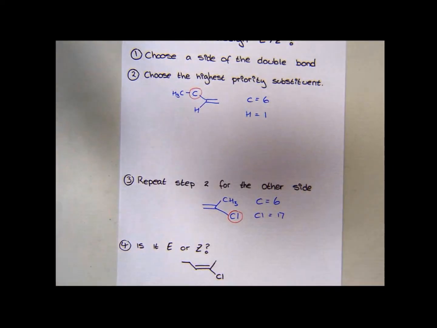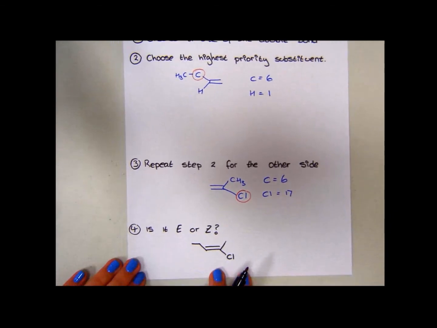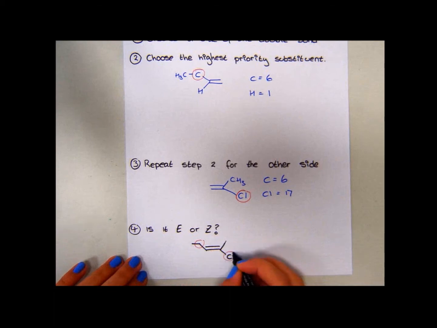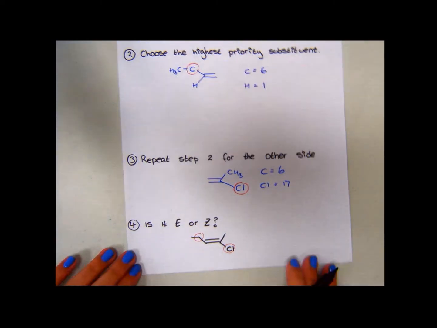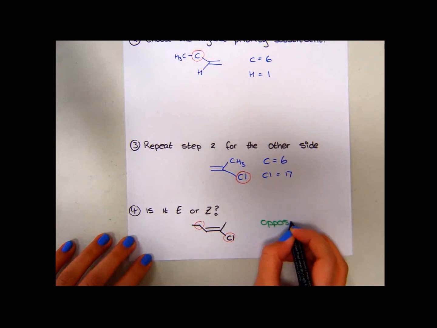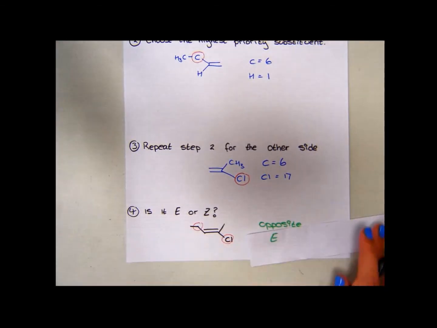Now the last step, is it E or is it Z? Well, looking again at our molecule, we can now circle, as before, what we say are the highest substituents. So are they on the same side or on the opposite side? They are actually opposite. This makes this the E isomer.